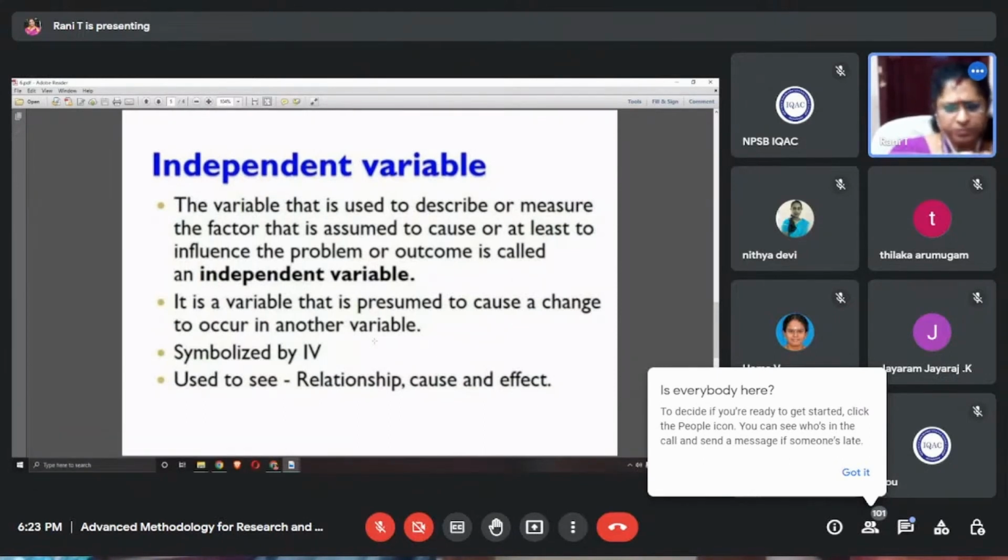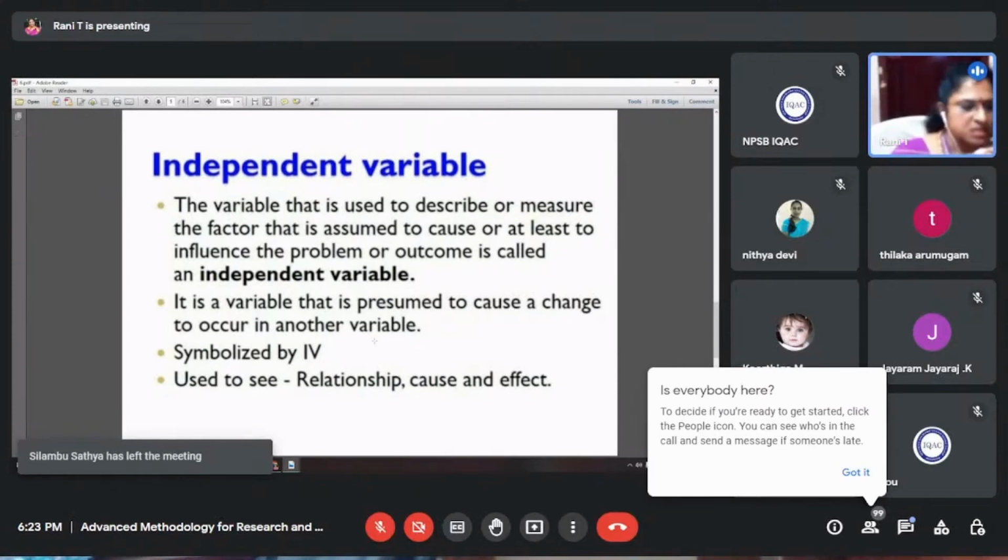Popularly the independent variable is IV, because many students doing research get confused about which is the IV and which is the dependent variable. It is so simple: the independent variable will have some reason for change. Okay, a cause and effect relationship will be there. So that is the independent variable.